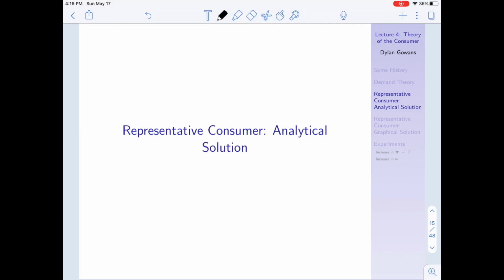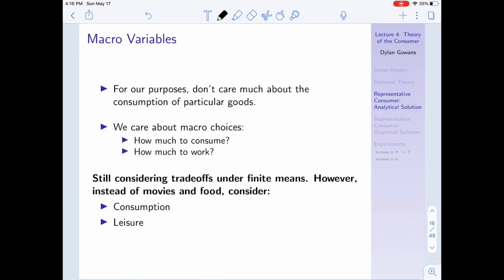And then second, I'm going to show you a solution that is graphical. So we're going to use graphs. And of course, in the end, the solution will be the same, but we're going to get to it in two different ways. And both will be important for our purposes. So let's start with this analytical solution.